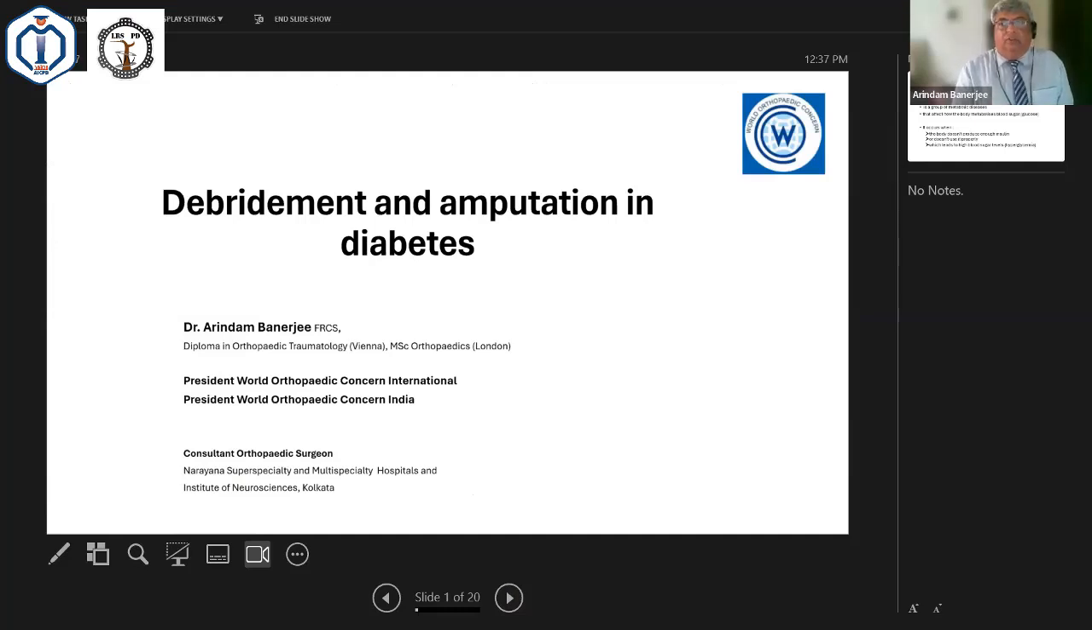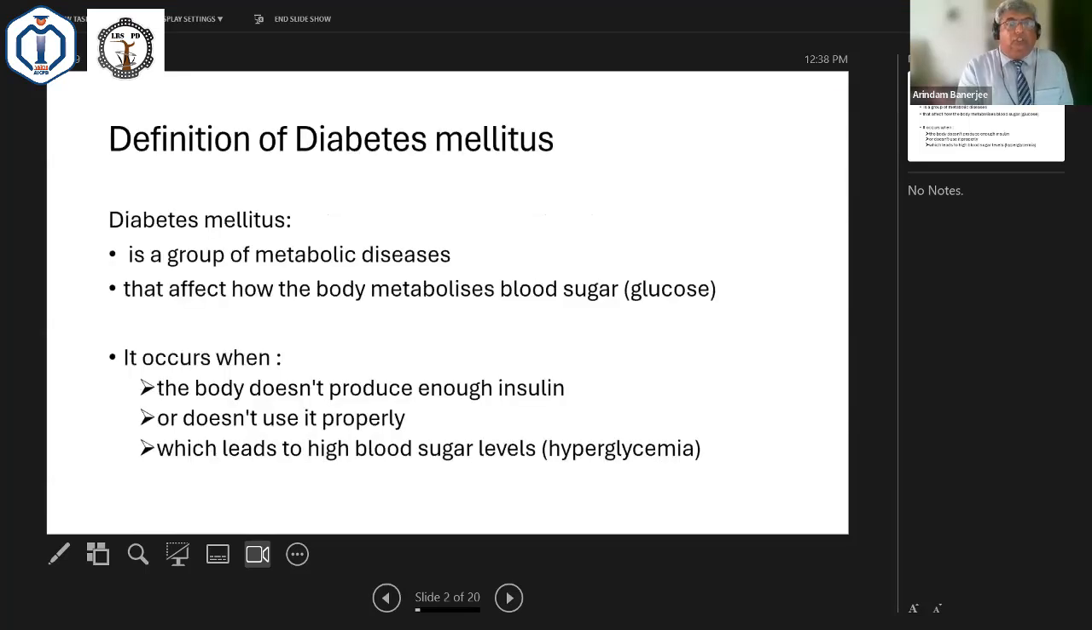You have heard several excellent talks about reconstruction in diabetes. In this talk, we are going to talk about more basic things, debridement and amputation. And I'm also going to present a little bit of an overview of diabetes, which will give us a complete picture. So the definition of diabetes has to be clear to us.